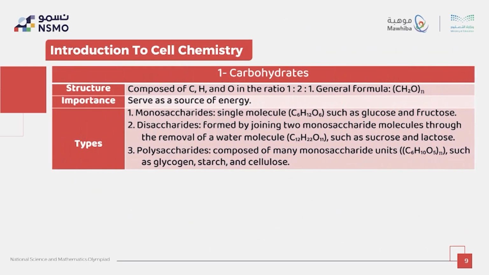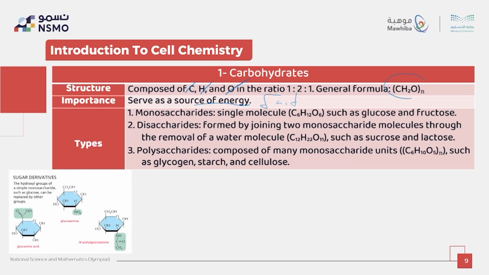Okay. Let's talk about the first main macromolecule, carbohydrates. Carbohydrates come with a structure of carbon with ratio 1, hydrogen with ratio 2, oxygen with ratio 1, and with the general formula (CH2O)n. The importance of carbohydrates is that they serve as a source of energy, and are considered the fastest energy we can obtain. And we can classify carbohydrates into three categories.